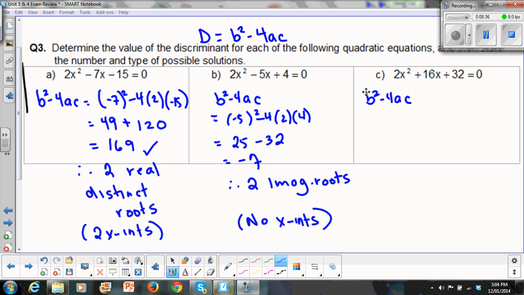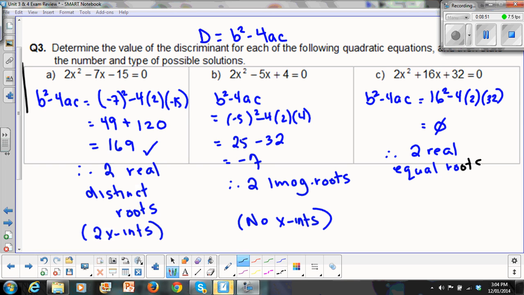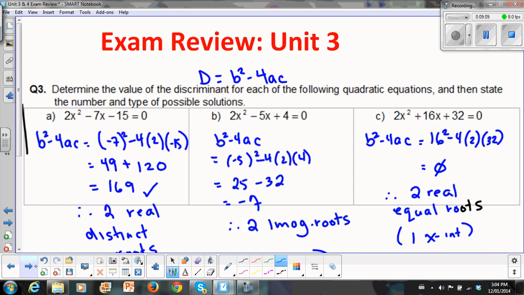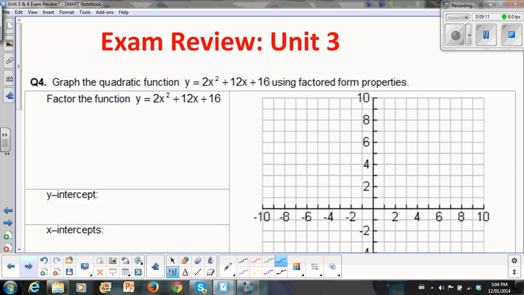Our discriminant in C will be 16 squared minus 4 times 2 times 32, which ends up as 0. We therefore have two real equal roots. In this case, on a graph, we would have one x-intercept. This is the situation where that square root from before would come out to be 0, and we would not have a plus or a minus option. Therefore, we would get one solution.